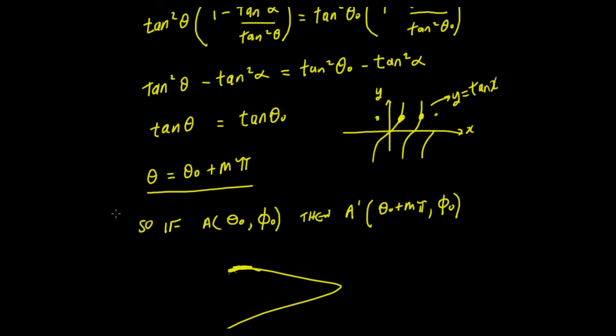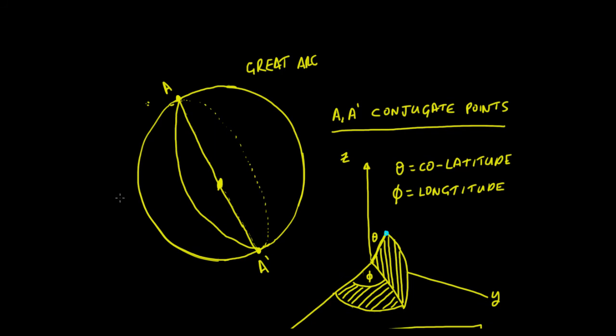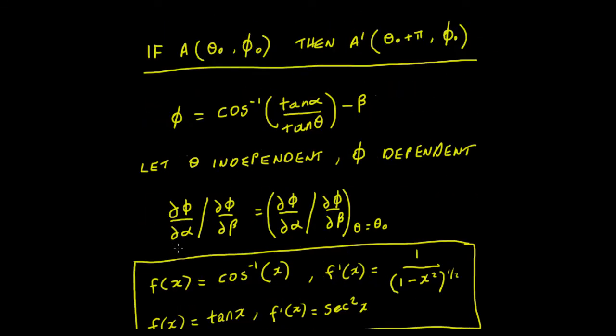So what we've done is we've shown that the conjugate points on a sphere are diametrically opposite, and we've used the equation which we derived in the previous video in order to prove that.